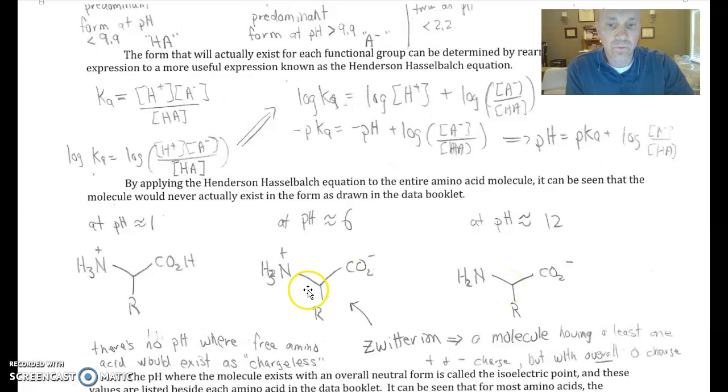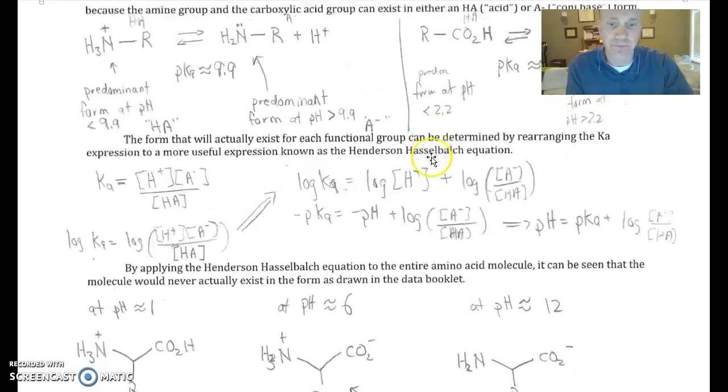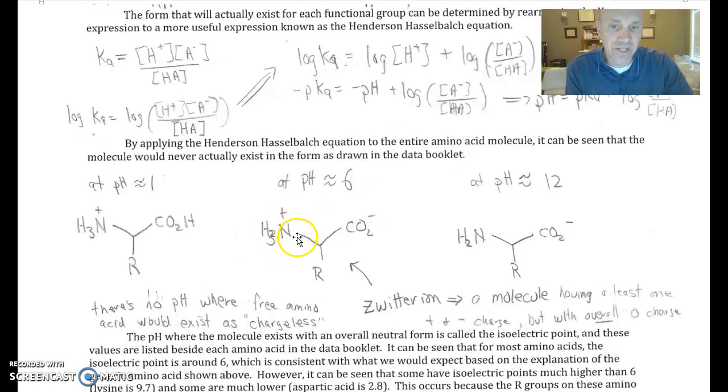What makes it interesting is when you have pHs that are in between. At a pH of about 6, this would be the predominant form of your amine, but this would be the predominant form of your carboxylic acid. So you essentially have the HA form of your amine, but the A- form of your carboxylic acid, which you would say is the carboxylate form.